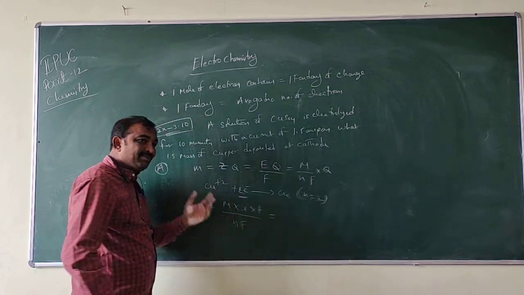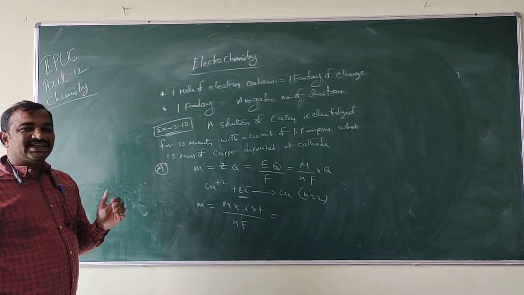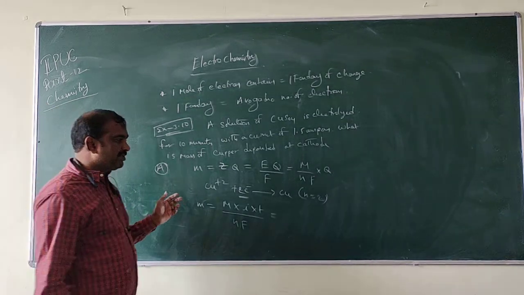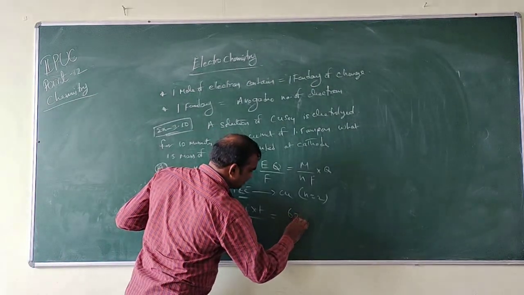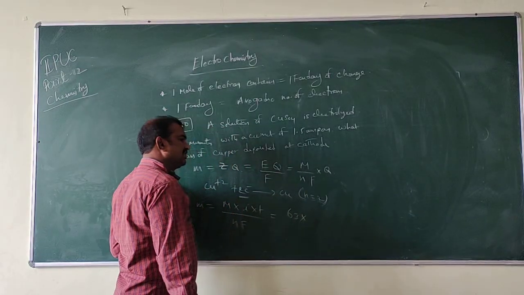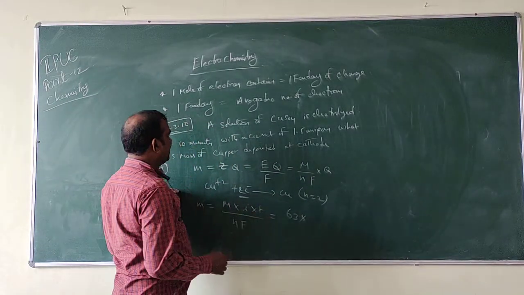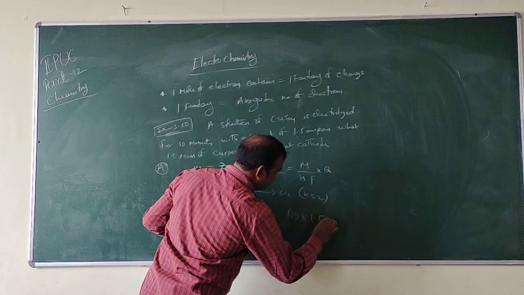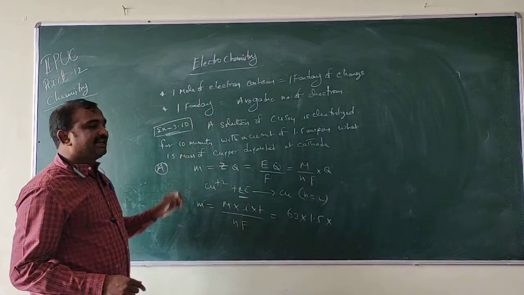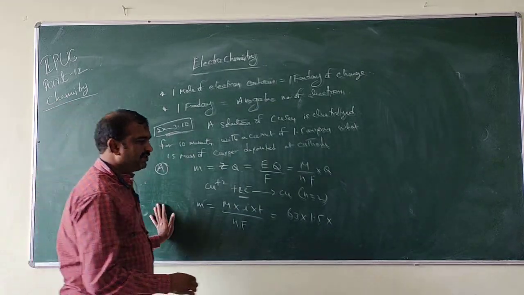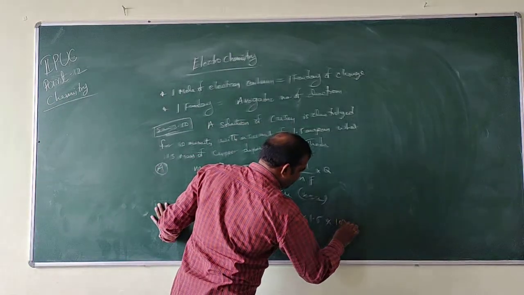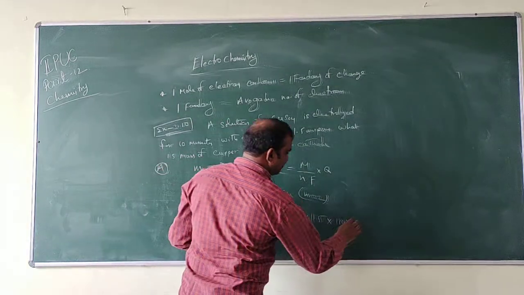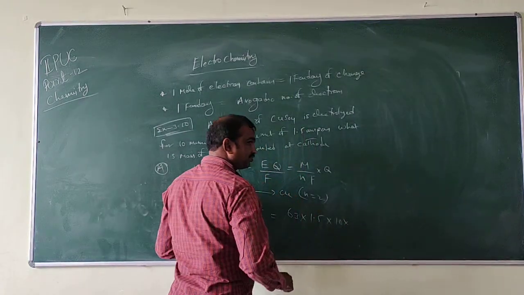What is capital M here? Capital M means atomic weight. The atomic weight of copper is 63. Next, what is the I value? I is given already, 1.5 ampere, into t, 10 minutes. The 10 minutes you have to convert into seconds.